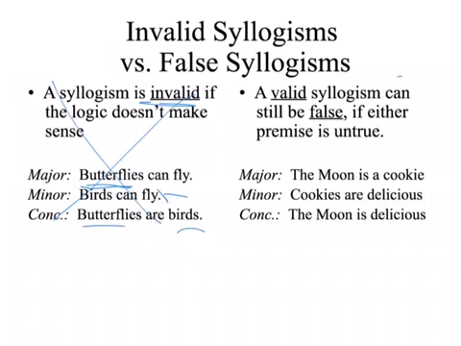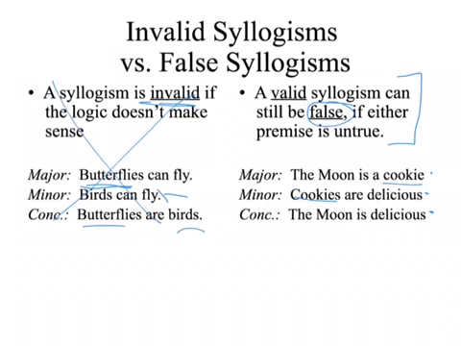A valid syllogism, however, one that the logic actually works in, can still be false if either premise is untrue. So, if I say that the moon is a cookie here, and then I say the cookies are delicious, and then I say that the moon is delicious, I have followed the correct logical pattern, but it doesn't make any sense. Of course, the moon is not a cookie, and maybe you don't even agree the cookies are delicious. So, therefore, this is a false syllogism. It's valid, the logic works, but the premises are not true. Therefore, it's what we call a false syllogism.